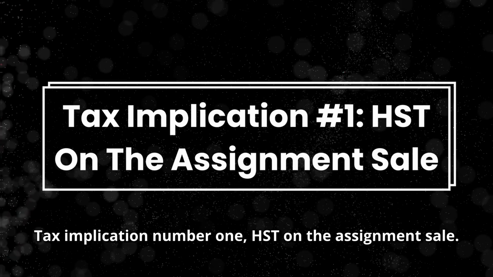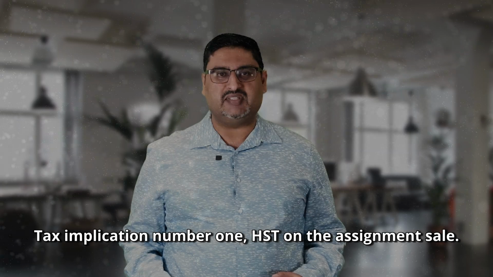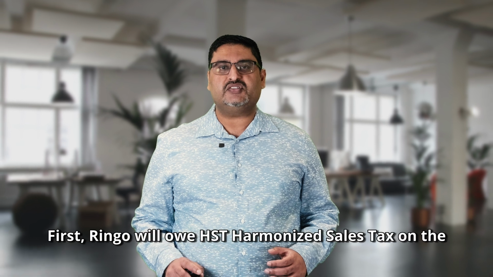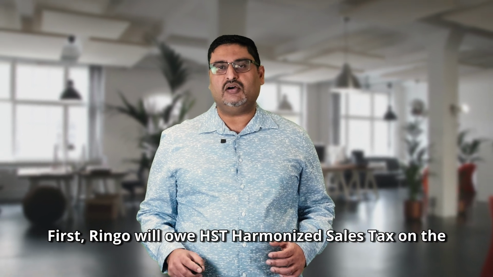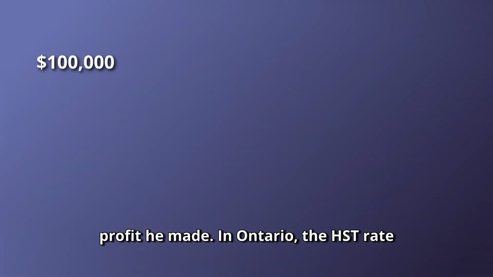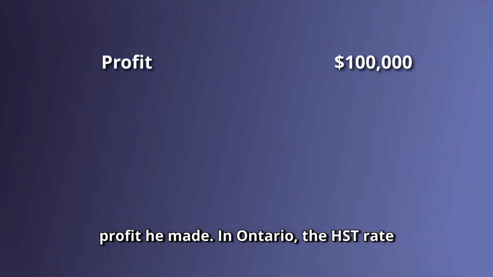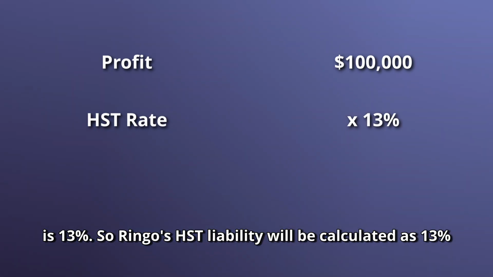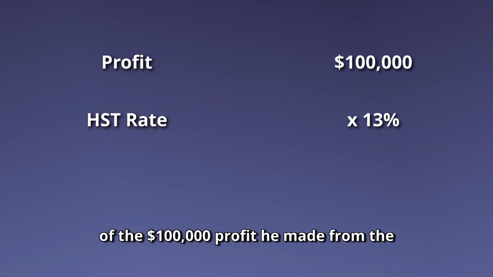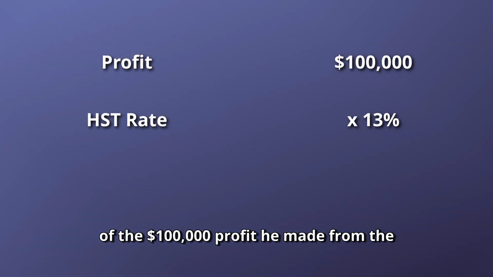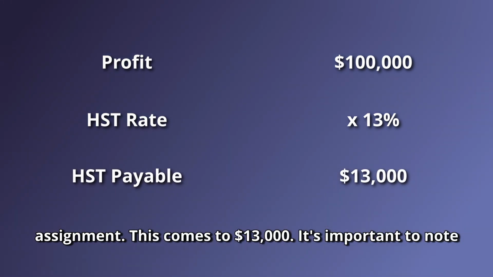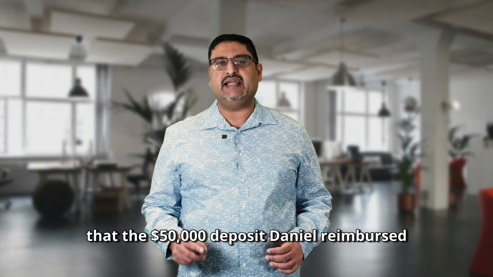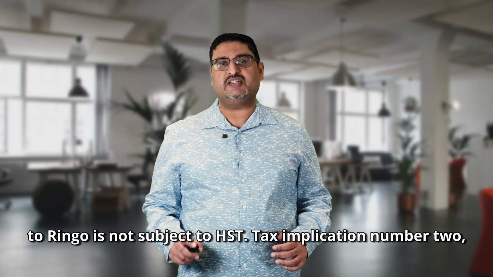Tax implication number 1, HST on the assignment sale. Now let's get into the tax implications. First, Ringo will owe HST, harmonized sales tax, on the profit he made. In Ontario, the HST rate is 13%. So Ringo's HST liability will be calculated as 13% of the $100,000 profit he made from the assignment. This comes to $13,000.